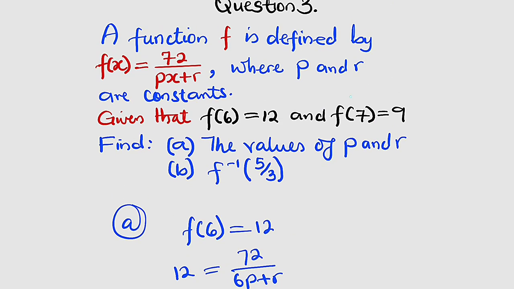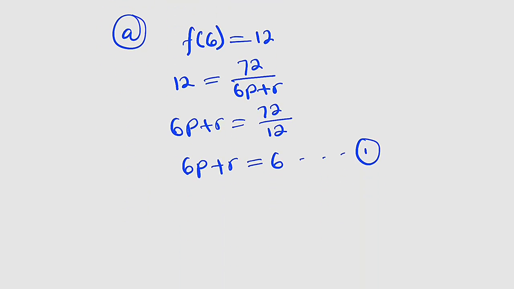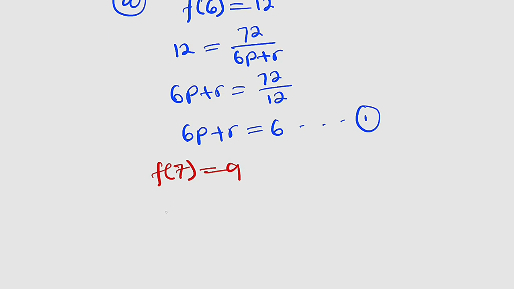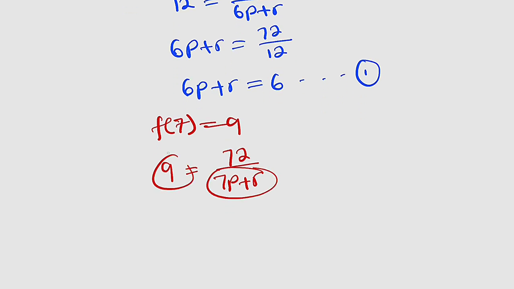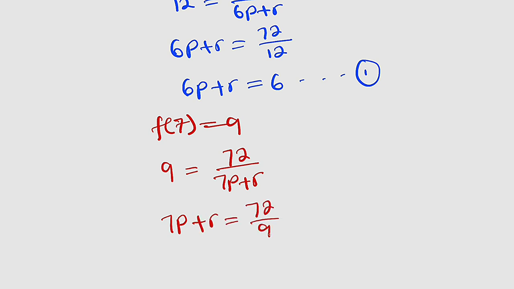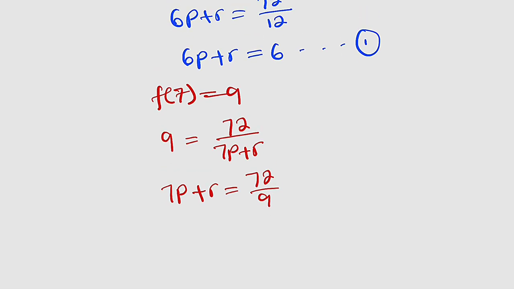Then the second statement stated that f of 7 is equal to 9. So we have f of 7 equal to 9, which means that 9 as a function, that is f of x, equal to 72 divided by 7 times p, 7p, then plus r. We do the same thing. Let's switch this and this. We have 7p plus r is equal to 72 divided by 9. And 72 divided by 9 is equal to 8. So we form another equation. 7p plus r is equal to 8. This is our second equation.